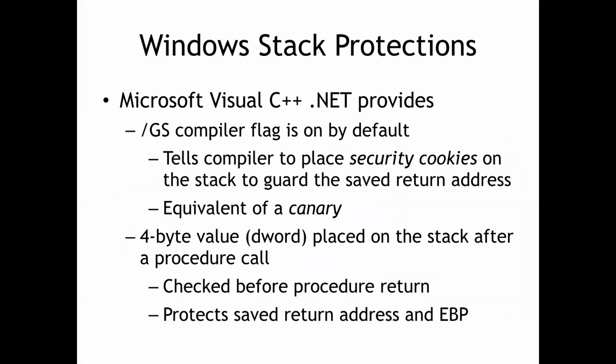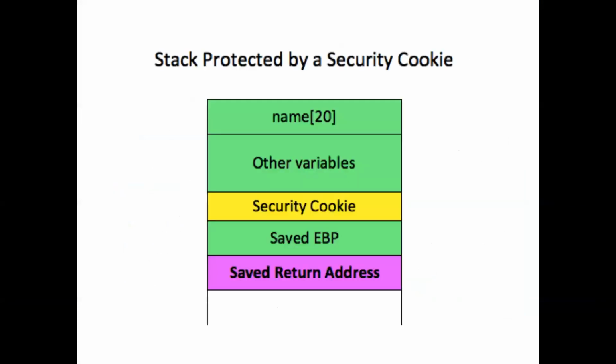Anyway, that's what I wanted to show you. That's the simple example you can just work through. This thing is called the /GS compiler flag, and it's on by default now with Visual C++. This puts in security cookies, is what Microsoft calls them. Linux calls them canaries. It's all the same thing. So this 4-byte word is placed on the stack, and it goes like this.